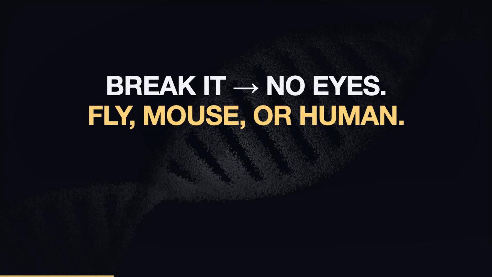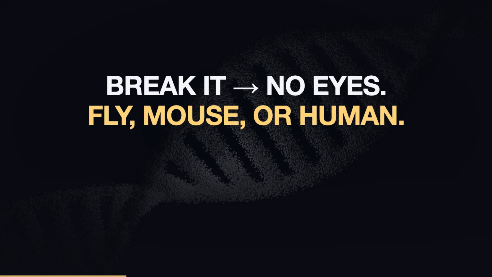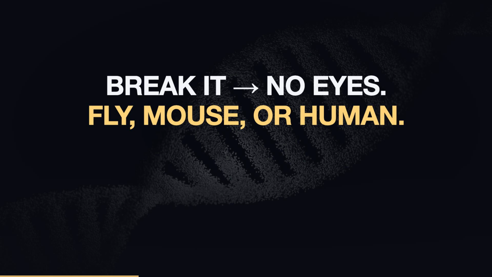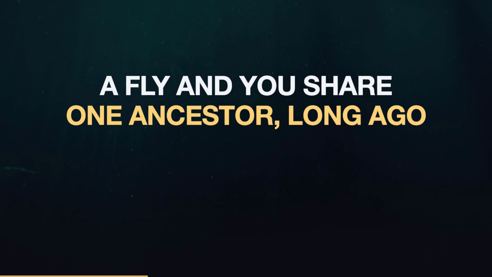Break the same gene in a mouse and you get a mouse with shrunken or missing eyes. Break it in a human and the iris fails to form properly, a condition called aniridia. Flies, mice, people, the same single gene, and without it, in every case, the eyes don't get built. That alone is a clue that something strange is going on. A fly and a human last shared an ancestor deep in the ancient oceans, more than 500 million years ago. Why would they be running the same master gene for such wildly different eyes?